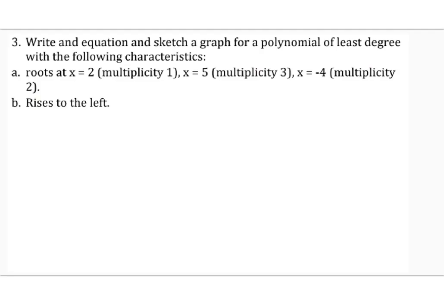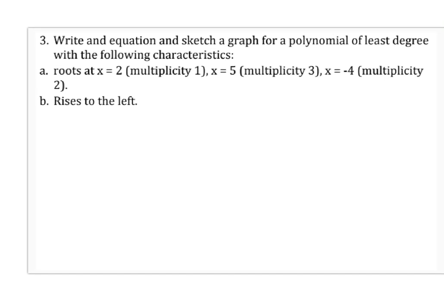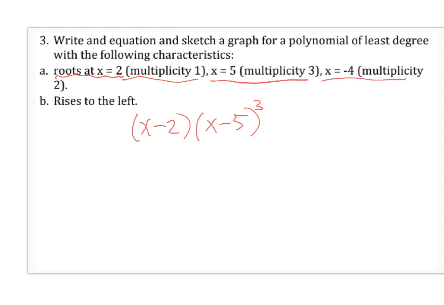All right, same thing's going on here, but this time we have descriptions instead of a picture. Roots at x equals 2 with multiplicity 1. Okay, so that's going to be x minus 2. X equals 5 with multiplicity 3. X minus 5, power 3. X equals negative 4, multiplicity 2. So that's going to be x plus 4 and power of 2.